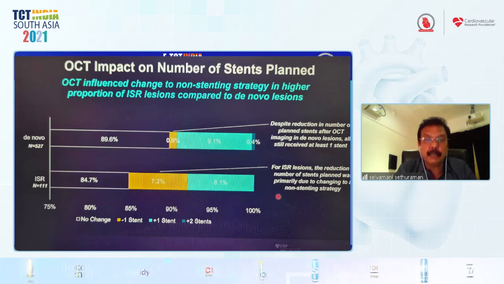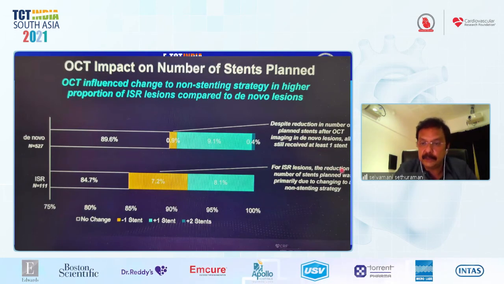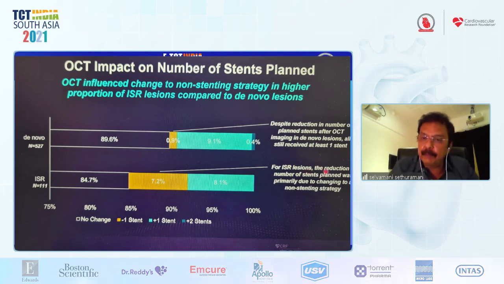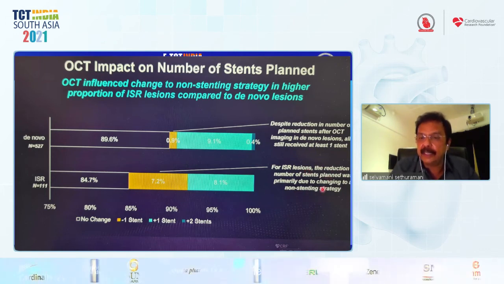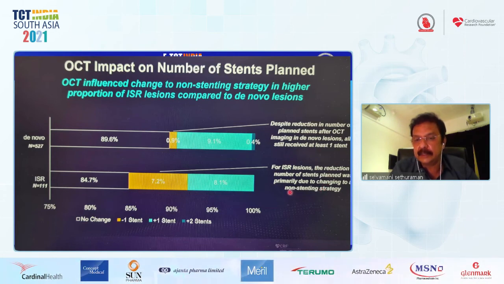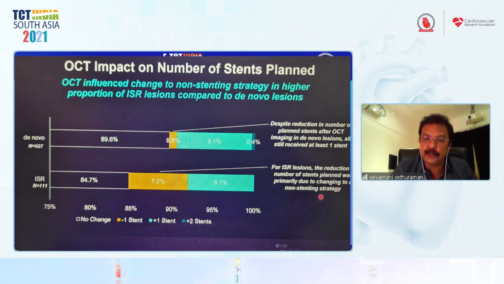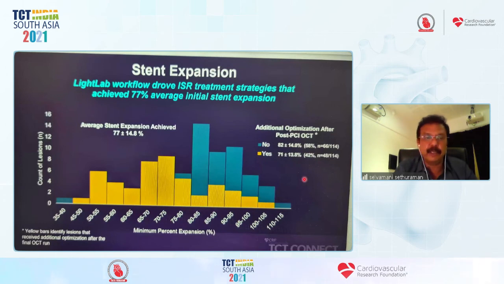The number of stents implanted also comes down in ISR because when you know the etiology of ISR, you need not stent all cases, because predominantly they decided on non-stenting strategies like just dilating the lesion or just using a drug-eluting balloon, which is always better for the patient.